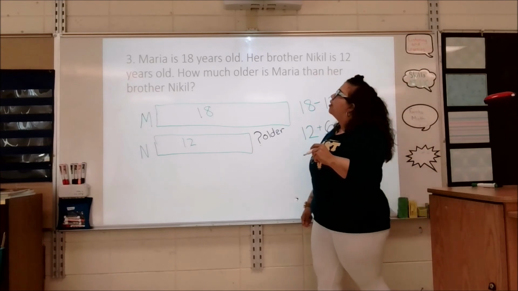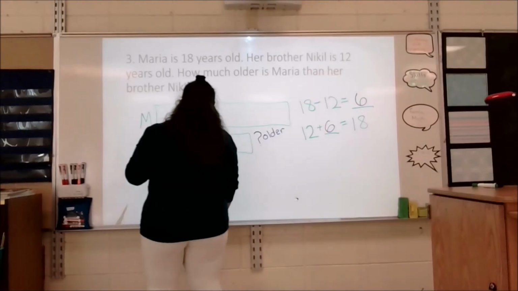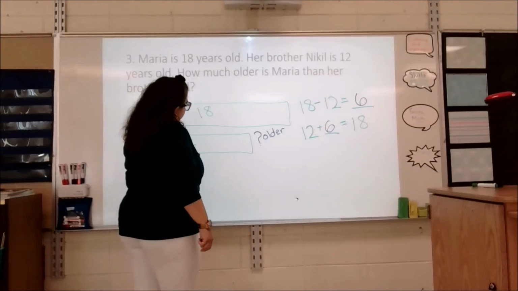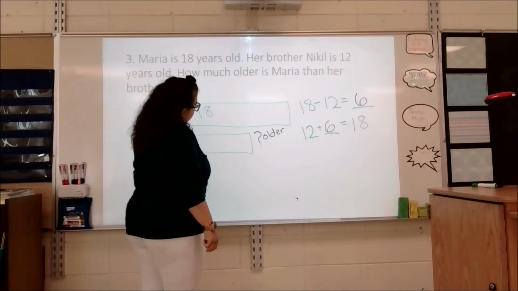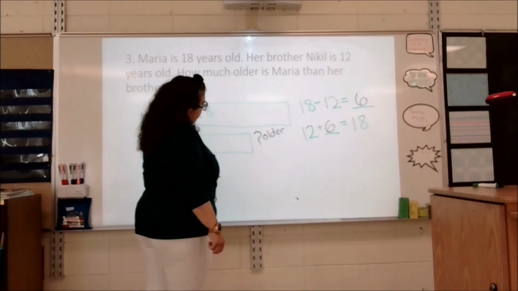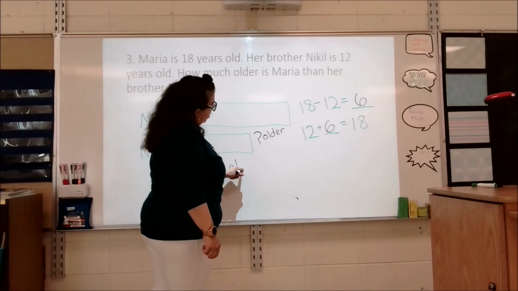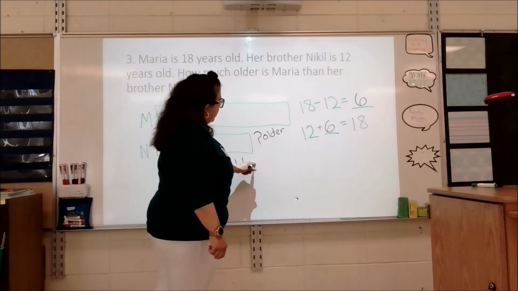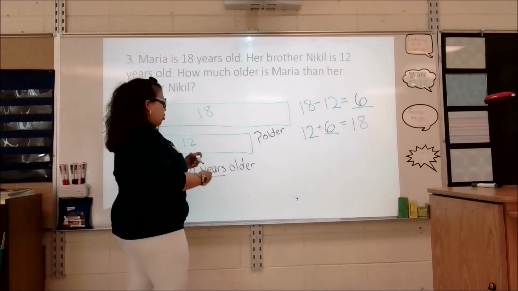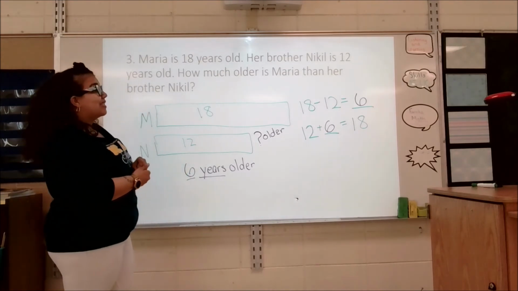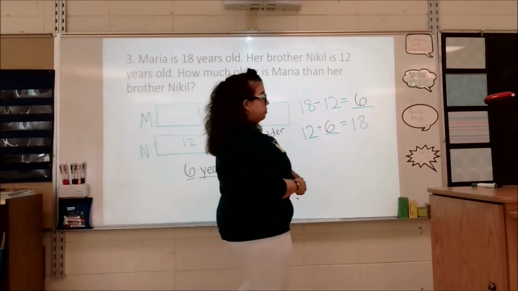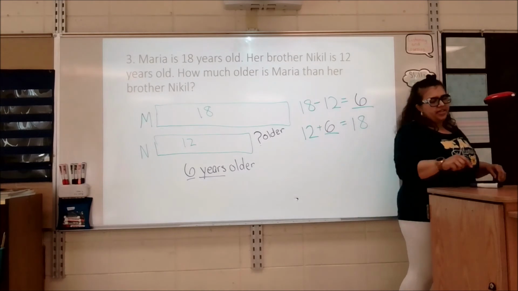How much older is Maria than her brother Nikhil? Maria is 6 years older. She is 6 years older than her brother. That's a decent age difference.